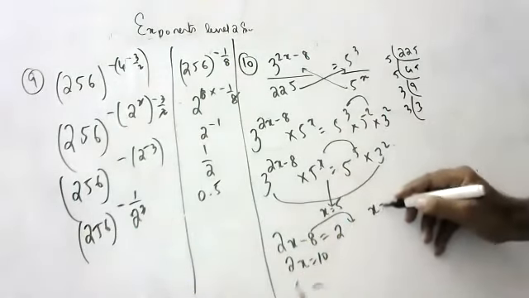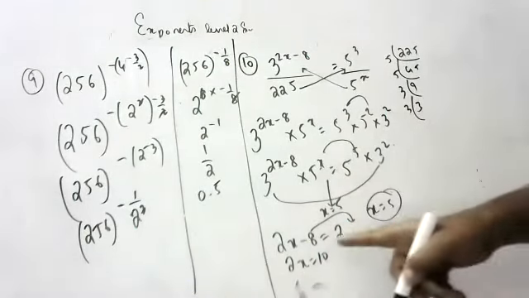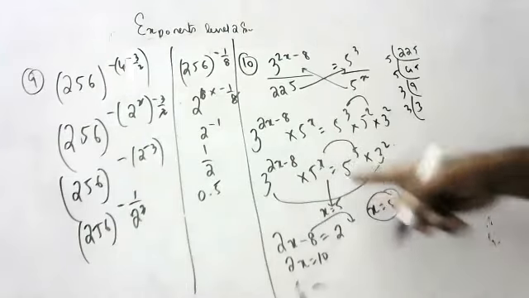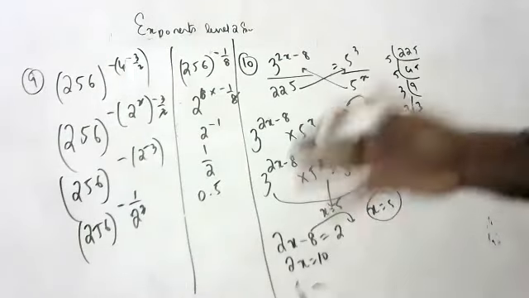Are you able to hear my voice? Yes, sir. You do this, also you are getting 5. You do this also, you are getting 5. Anyway, you are getting 5.